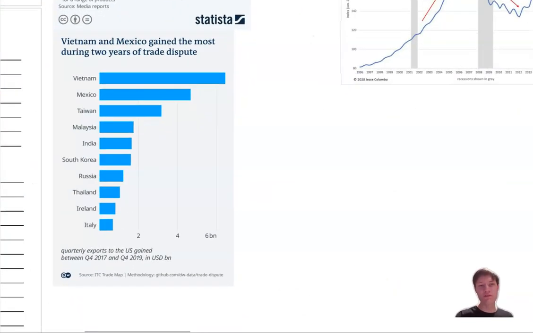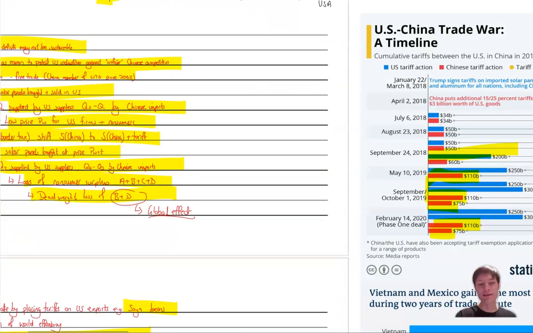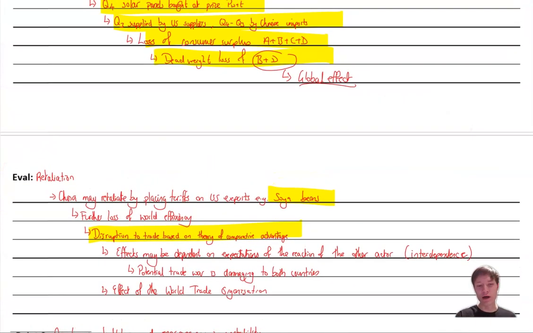We could also talk about Vietnam and Mexico and say, well, if the US is tariffing China, they stand to benefit from them as their exporters now become relatively more price competitive to the US. So something interesting to talk about there as well.